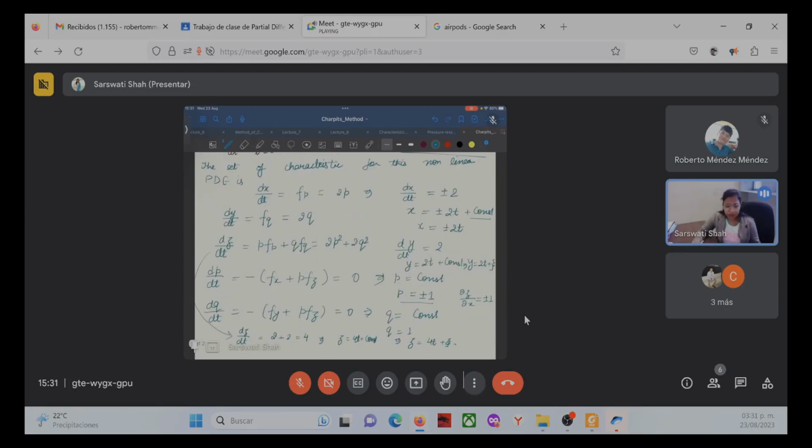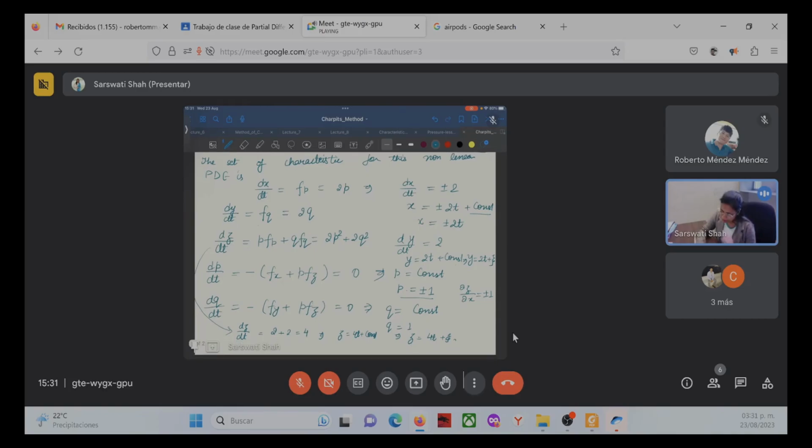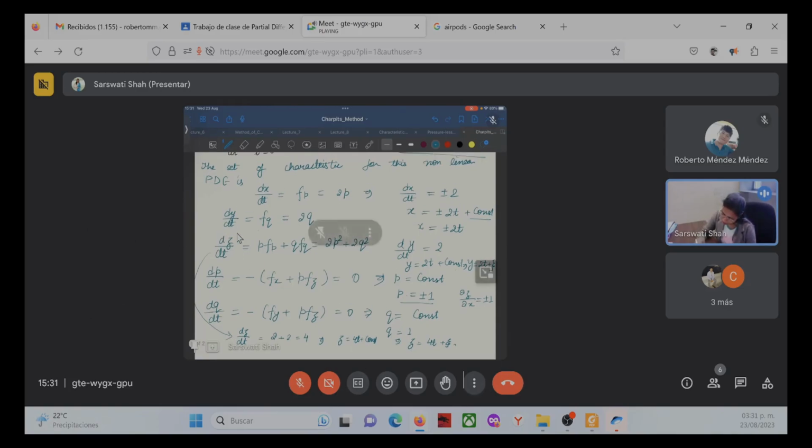If we are able to simply write this z as a function of x and y, then it would be much better for us. So we can see that y equals 2t plus xi and x equals plus minus 2t.